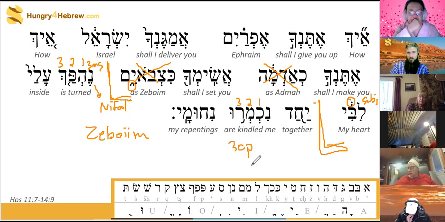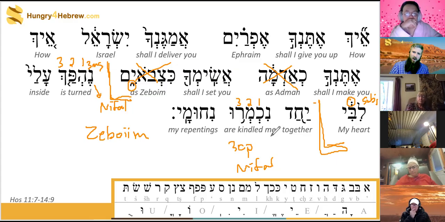3 CP of the root kaf mem resh, and the translation is there. They are, yeah, it should be they are. They together are kindled. I don't know. Let's look that one up too.